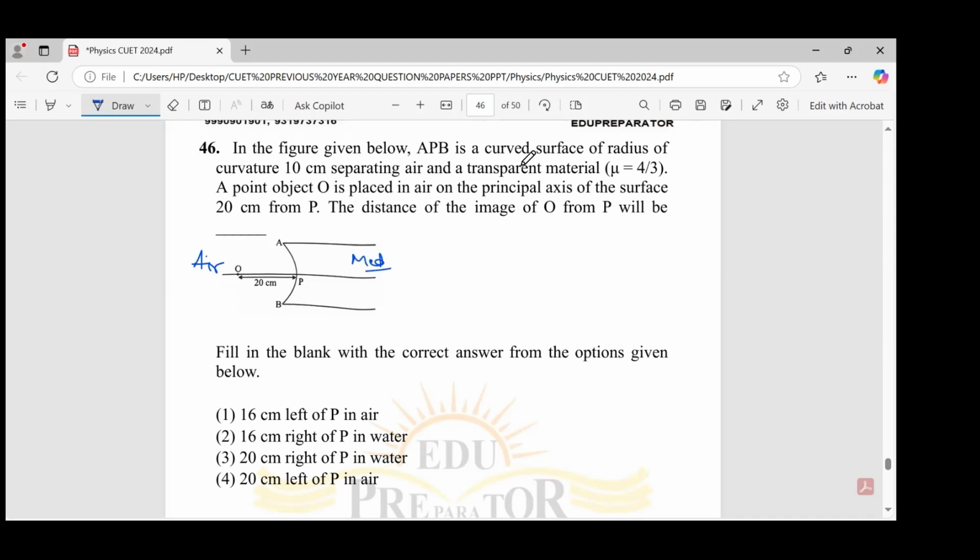So we have the formula μ2/v minus μ1/u equal to (μ2 minus μ1)/R. We are given all the values. We can say (4/3)/v plus 1/20, equal to (4/3 minus 1) divided by radius of curvature minus 10. So we can simplify the value, which comes to be minus 16 centimeter. So minus 16 means on the left of this, right?